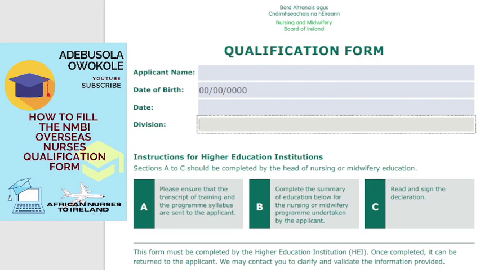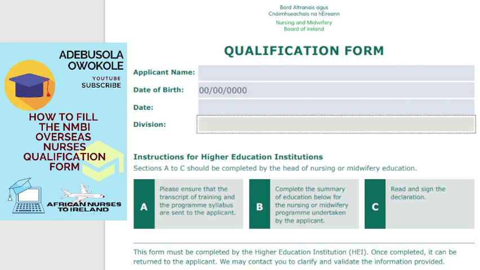Note that the NMBI qualification form is to be uploaded in your portal, and your transcript, even though it has the same date and the same signature, can be sent by post to NMBI. It doesn't matter, but you have to upload the qualification form to your portal. And regarding divisions, I've explained that because some people did a BSc in nursing. If you did BSc nursing, you shouldn't put BSc under the division.